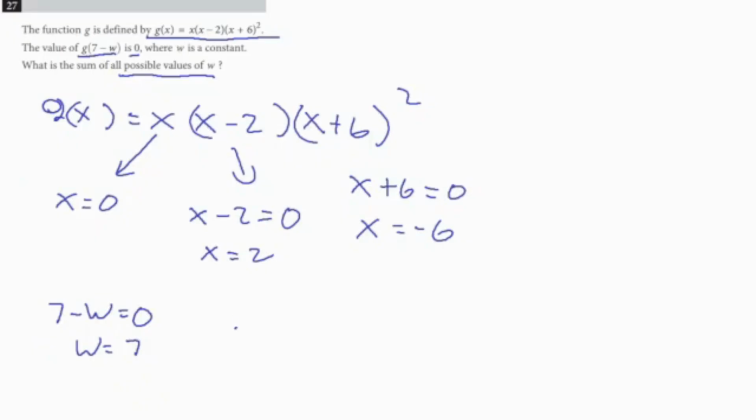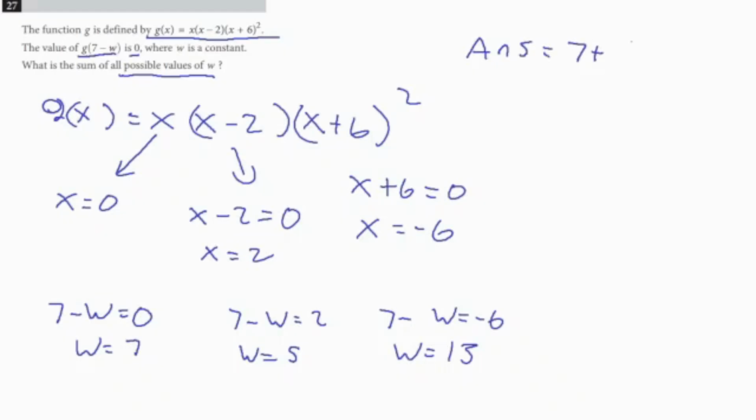Same thing here, 7 minus w equals 2. w is going to be 5, because if I plug that in, g of 7 minus 5, g of 2, you get the picture. And then 7 minus w is negative 6. w is going to be, not negative 13, positive 13. They want the sum of all possible values of w. So our answer is going to be 7 plus 5 plus 13, which is equal to 25.